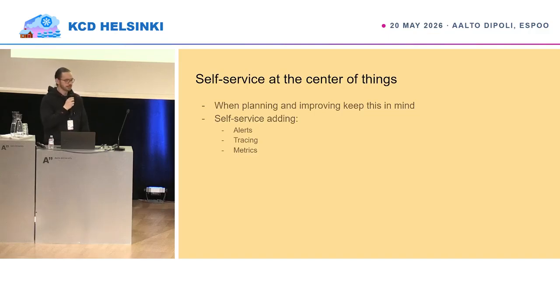And since it's a platform, keep self-service at the center of everything. So if developers want alerts, implement a way to give them a way to implement those. Tracing, same thing. We can have multiple opinions on whether you should do auto-instrumentation. In my opinion, no. But give them some endpoints at least. And for metrics, give them a way they can use service monitors or anything.